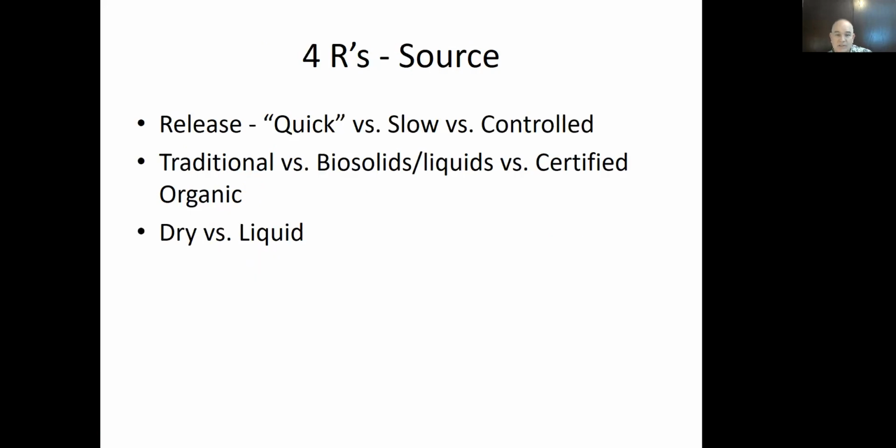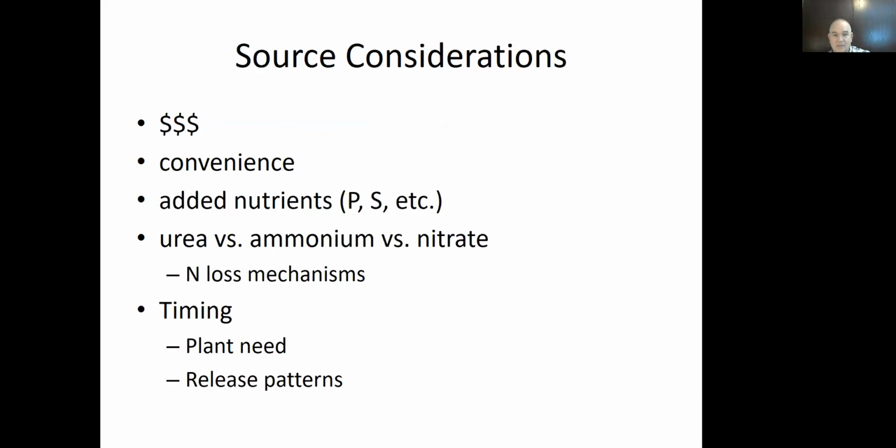Getting back to the 4 R's, the source: we want to consider quick versus slower controlled release. A lot of times we're choosing based on price, but in general, we'd rather be slow controlled. Traditional products versus biosolids or liquids versus certified organic. Lots of good questions. There are hundreds of products out there. A lot of times we're looking at dollars, and realizing that convenience is also a factor. What added nutrients am I getting? I might want to look at that as part of the total package.